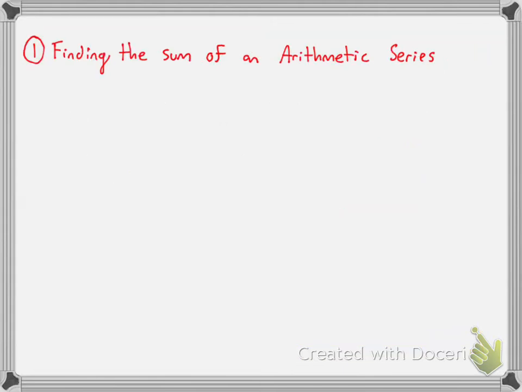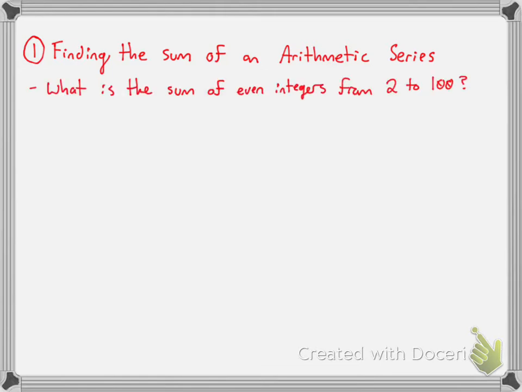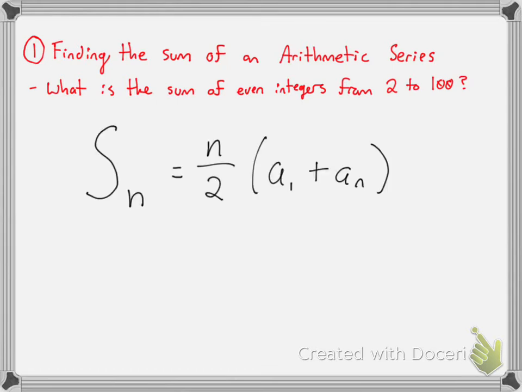So here, let's find the sum of an arithmetic series. What is the sum of even integers from 2 to 100? Now, this is clearly finite because this is countable. I could count all the even integers from 2 to 100 if I wanted to. And to easily find the sum of this, I'm going to use my formula.